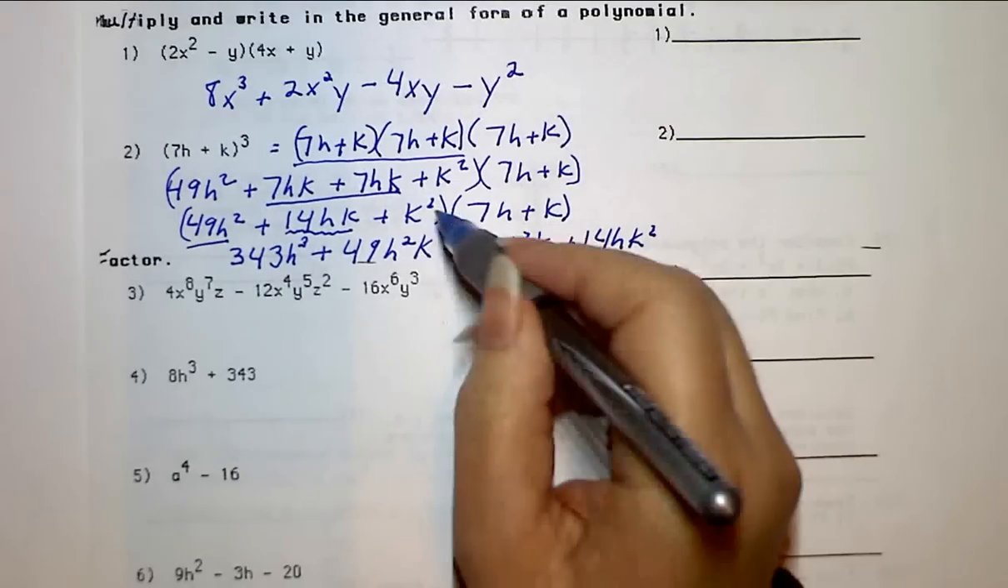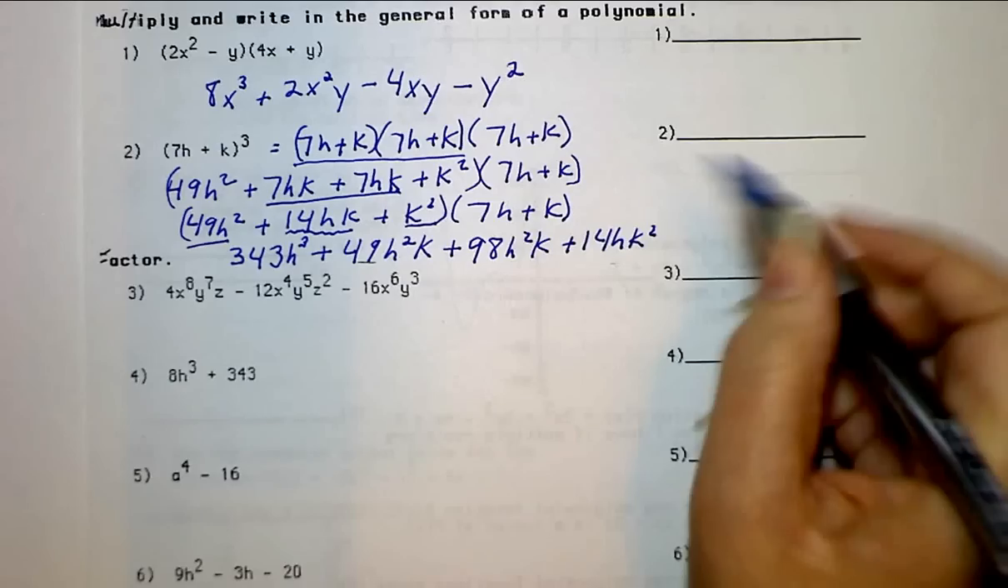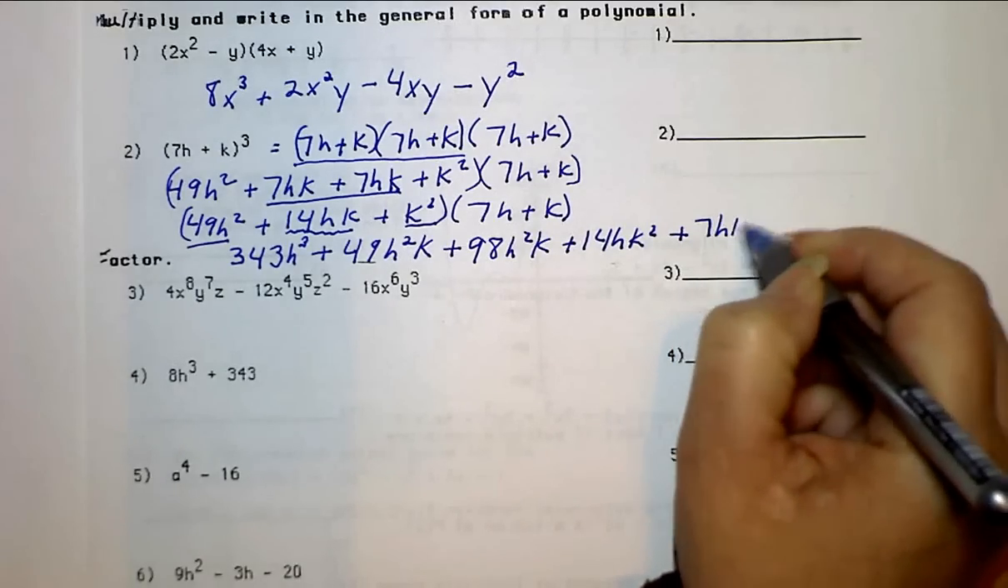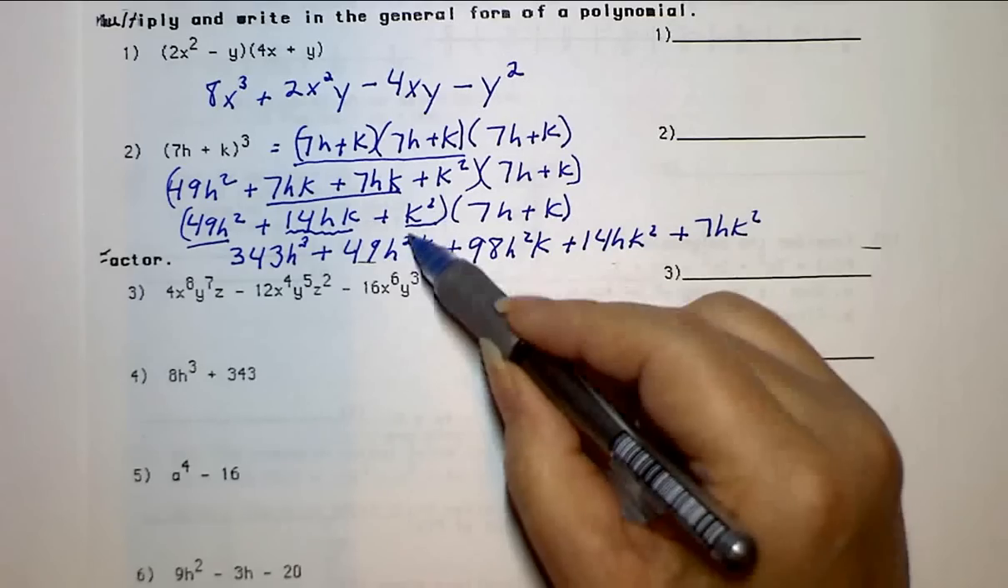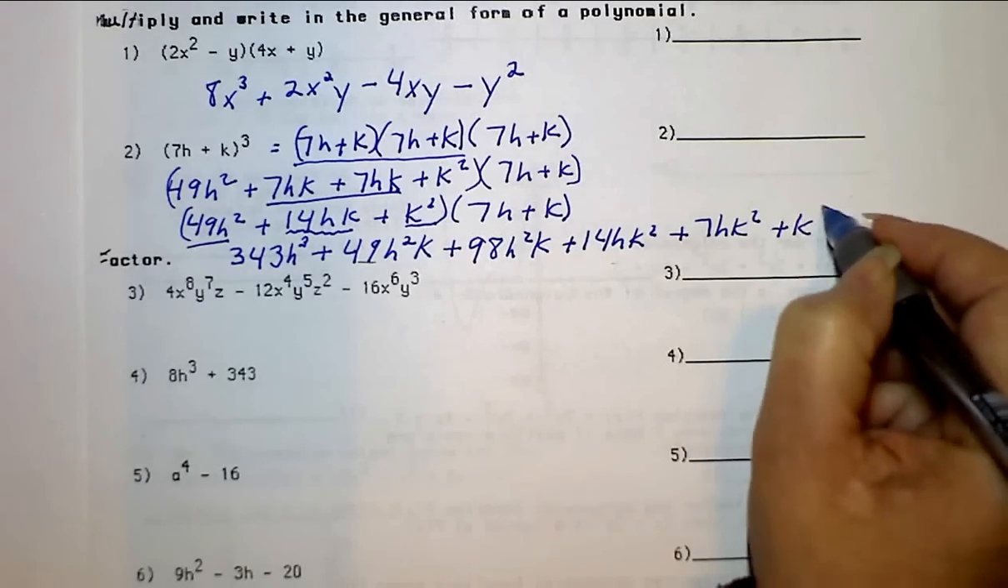Then I have to move to my last one, my k squared. So k squared times 7h is 7hk squared. k squared times k is k cubed.